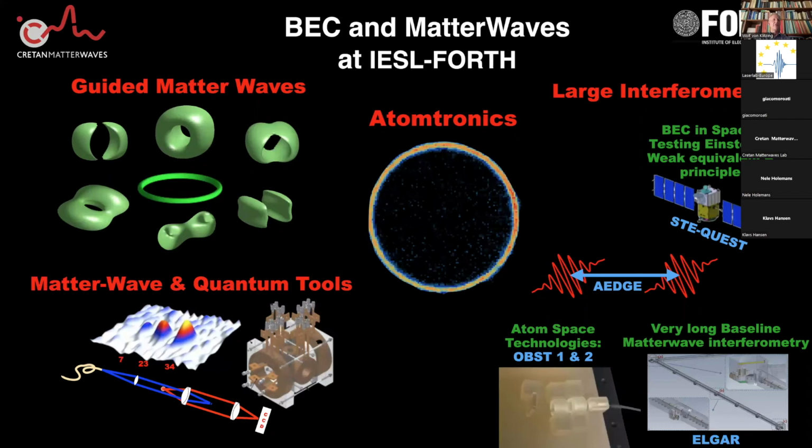So as I mentioned, we're interested in atomtronics. And I'm going to give you a nice definition of that in a moment. We make guided matter wave potentials, and we have found a new way to do that. And I've mentioned these experiments here, which we are involved in planning. So we're part of the science core team, as they call it. And this is some of the technology that we've made for these satellites.